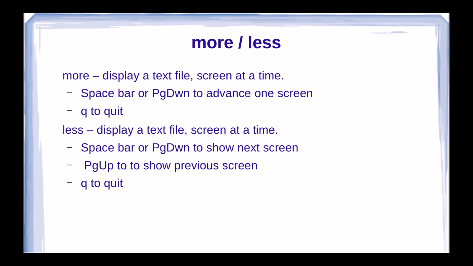The other program is less. You have more and less. Also display a text file a screen at a time, space bar or page down to show the next screen, but page up will show the previous screen. And again, Q to quit. So less is better than more in this case. Use less a lot, more not so much.